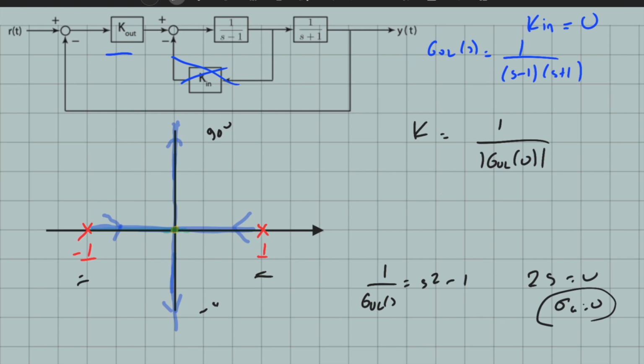In that respect, K is equal to 1 over the magnitude of minus 1 multiplied with 1. That's great, so it is equal to 1. So when K is equal to 1, the system becomes a double integrator, or something like that. You know that it is still BIBO unstable.